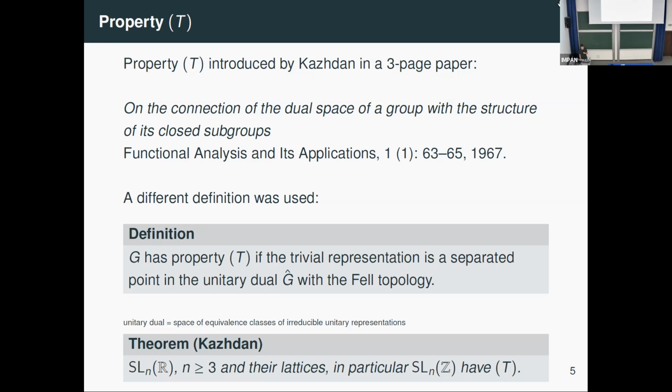Okay, and he gave the first examples, and he proved that SL_n(R), and in particular lattices in SL_n(R), so SL_n(Z), and in general higher rank lattices and higher rank Lie groups, so here for n greater or equal than 3, have property T, right? So starting from SL_3, these groups have property T. SL_2 does not have property T, which is again easy to see because SL_2(Z) has a finite index subgroup which is free, and property T passes to finite index subgroups.